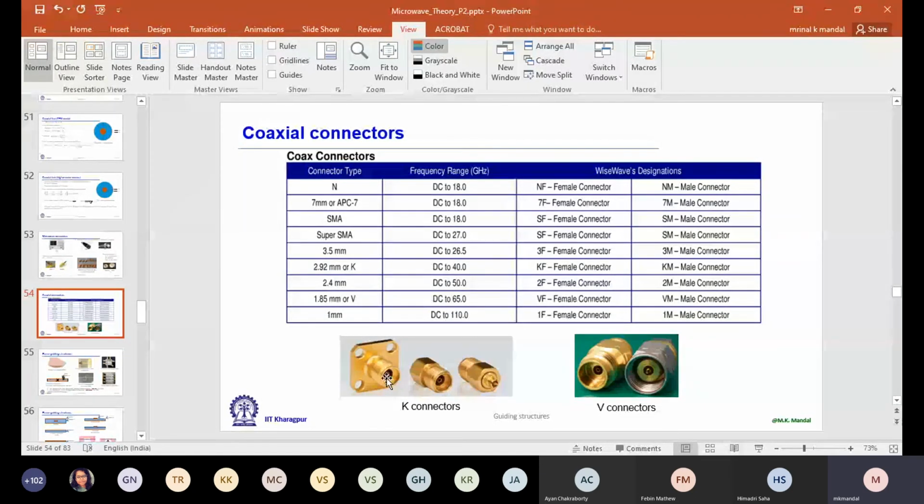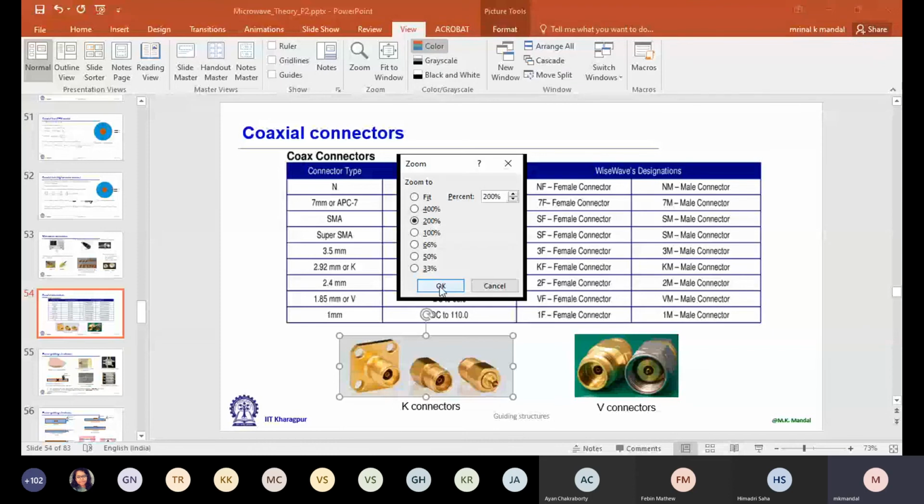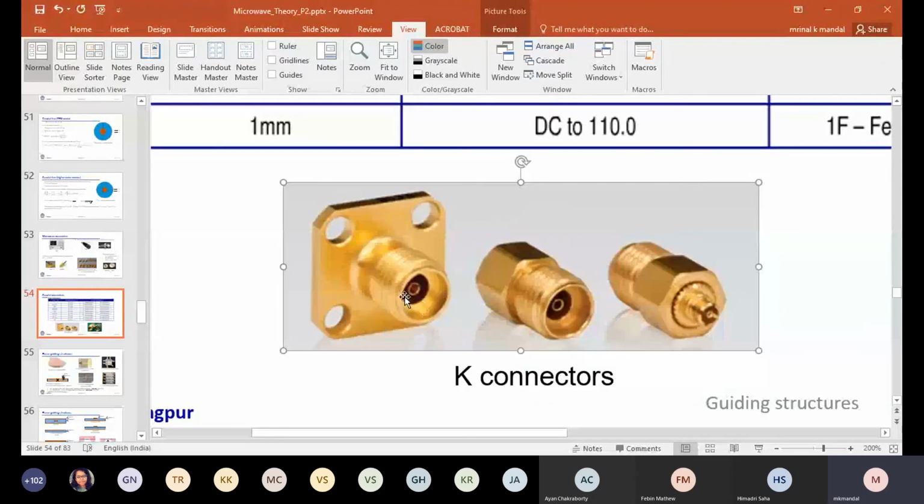Here, one popular K connector, DC to 40. Here also you see they used air as dielectric. If you look at this picture carefully, with air, you can't see any dielectric. Otherwise the inner conductor can't hang inside. So it is supported by a thin paper-like dielectric sheet inside, and we have plug and jack also here.